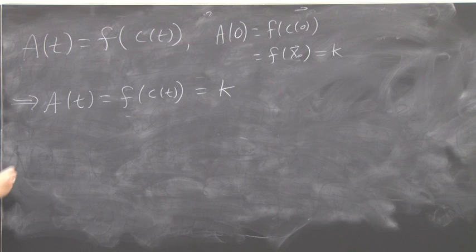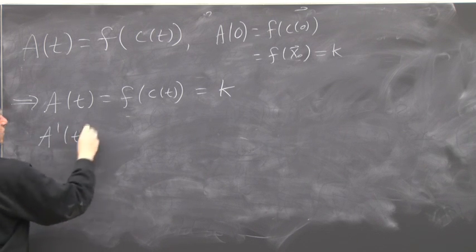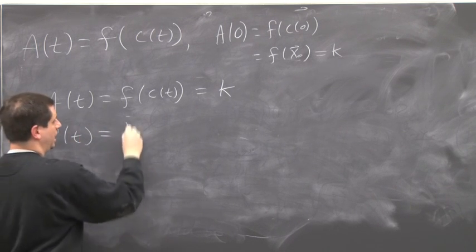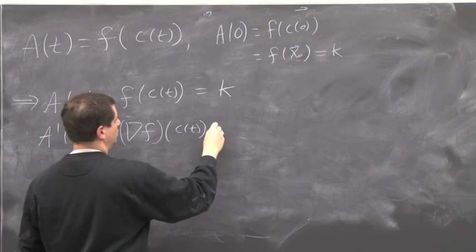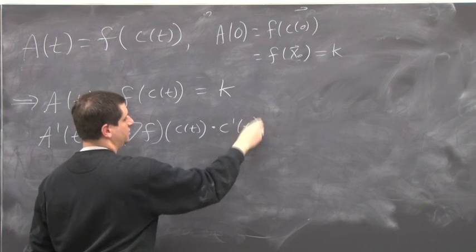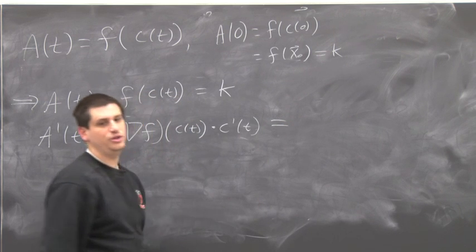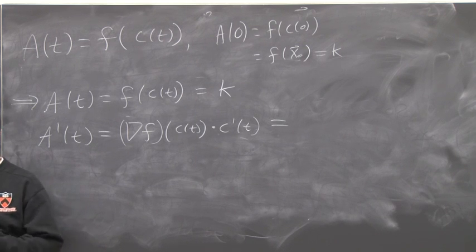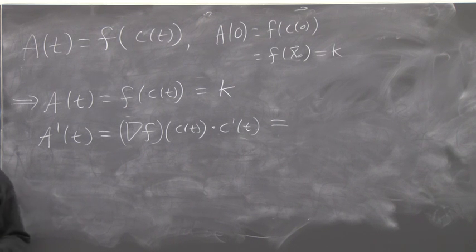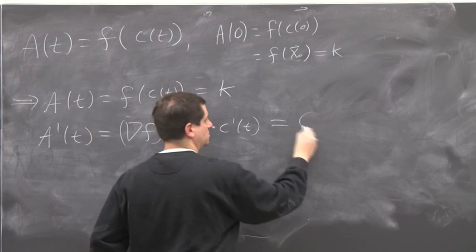So when we calculate a prime, there's two ways to do it. One is the chain rule, and we get the gradient of f at c of t dotted with c prime of t. All right, I did one, you do the other. What's the derivative of k with respect to t? So I give you the function that's always equal to k. What's its derivative with respect to t? 0. There's no change. The function is constant.